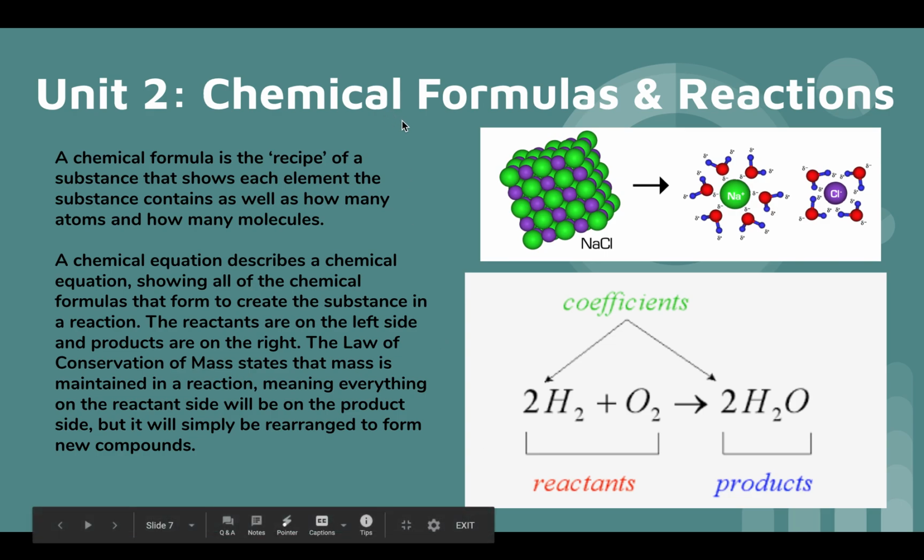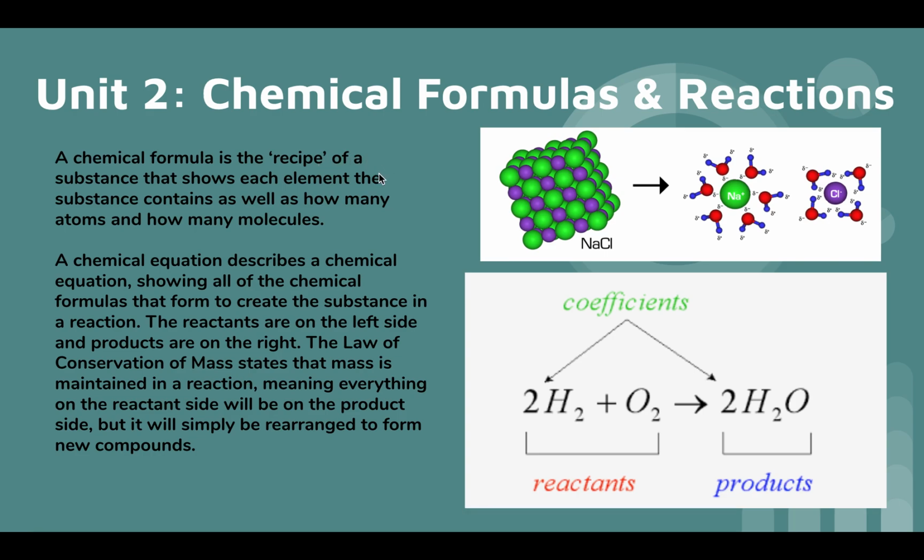In Unit 2, we learned about chemical formulas and reactions. A chemical formula is the recipe of a substance that shows each element the substance contains, as well as how many atoms and how many molecules. So here we have salt. Salt has just one atom of sodium, one atom of chlorine. The NaCl is its chemical formula.